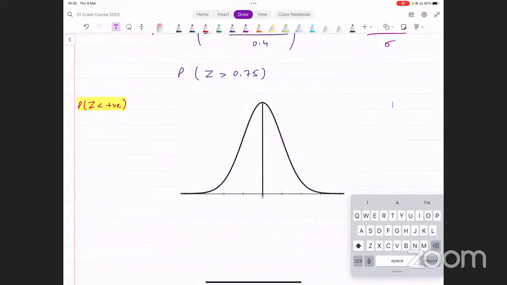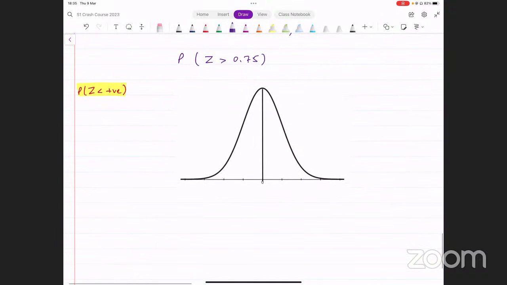Now, z is 0.75 here. So 0.75 might come somewhere here. Let's say this is 0.75. We have 0 in the middle, remember? Mean is 0 of the standard normal. 0.75 would be somewhere here. Now, what you want to find is the area to the right of this value. This is the area that you're looking for. All right, this is what we need to figure out.